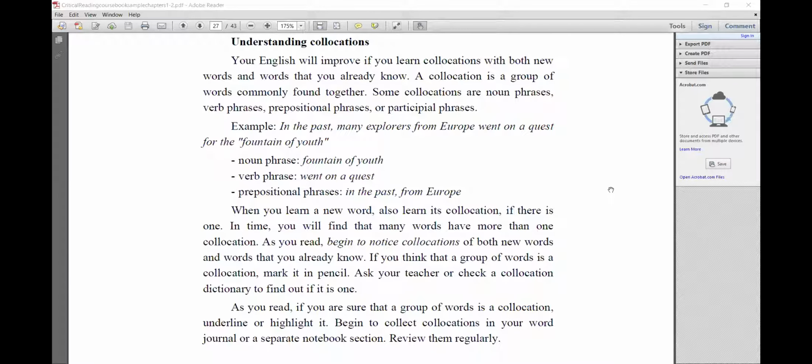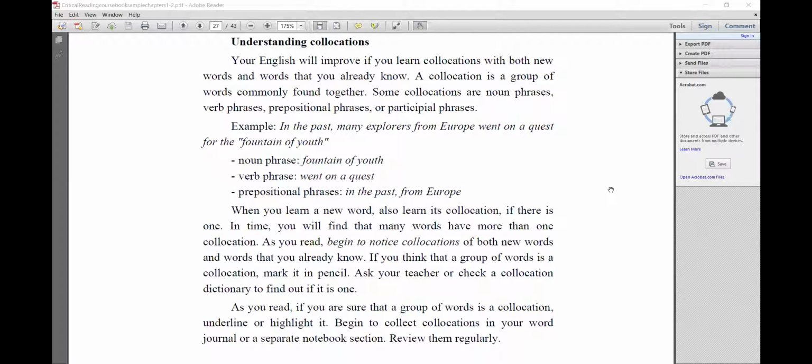Okay, so understanding collocation: obviously, a collocation is a group of words commonly found together. And obviously, the meaning of phrases and clauses, ये आपने पढ़े होंगे, right? The phrases are like a set of words which give meaning but not complete meaning, and a clause is a set of words which give complete meaning.